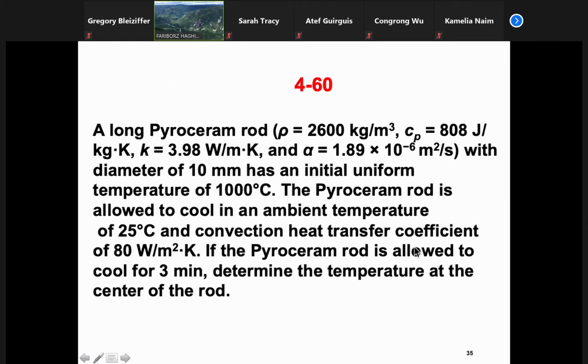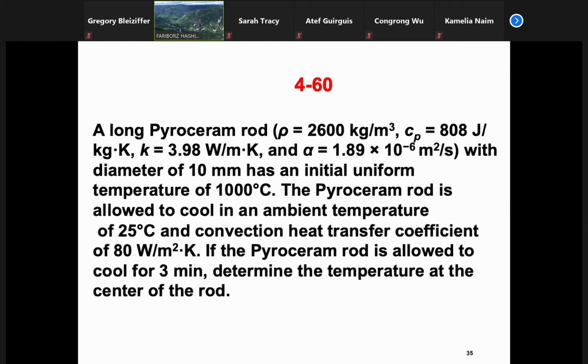If we leave it to cool down for 3 minutes, I want to know what is the temperature at the center of this rod. Therefore, the rod is coming out of the furnace at 1000 degrees, passes through the belt and comes to the warehouse. The temperature of that warehouse is 25 degrees. The convective heat transfer coefficient is 80 watts and so on. I want to know, can I touch the rod after 3 minutes or not? That's for occupational health and safety. We would like to see what the temperature would be after 3 minutes. Can I remove it and handle it or not?